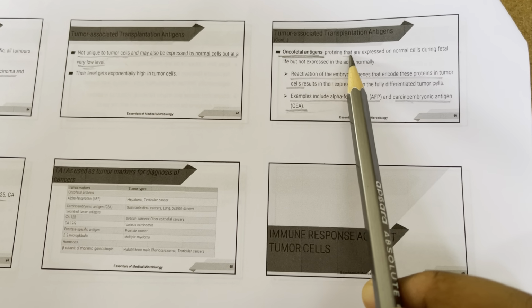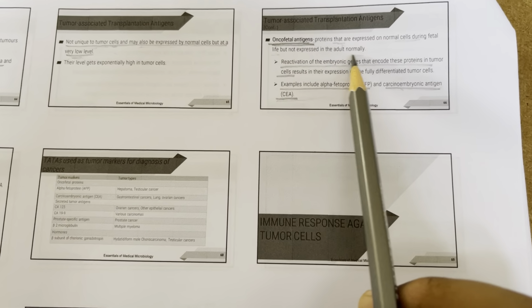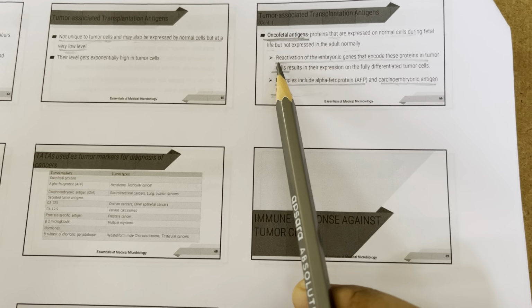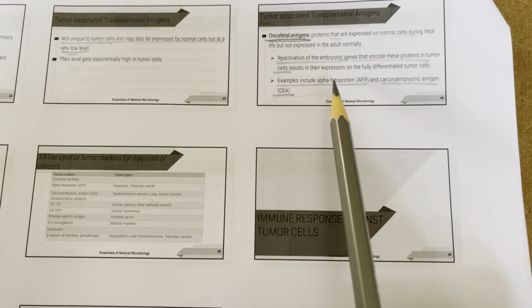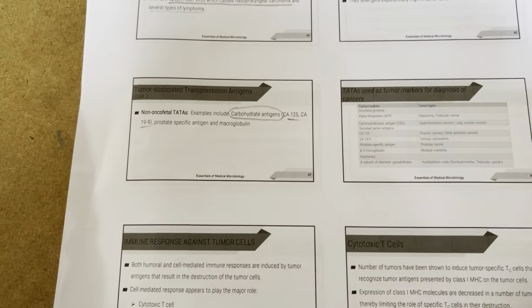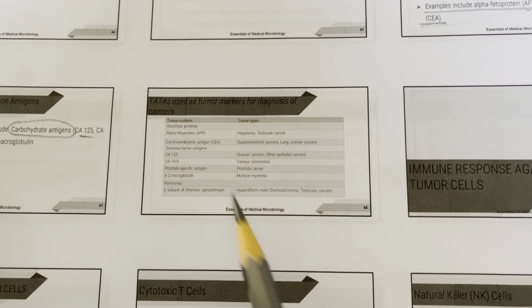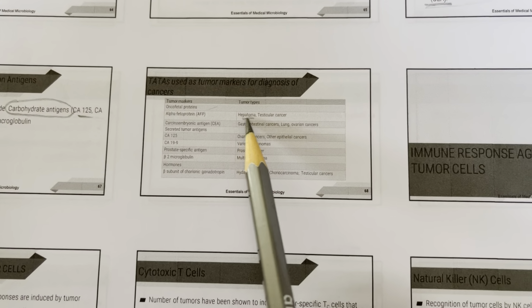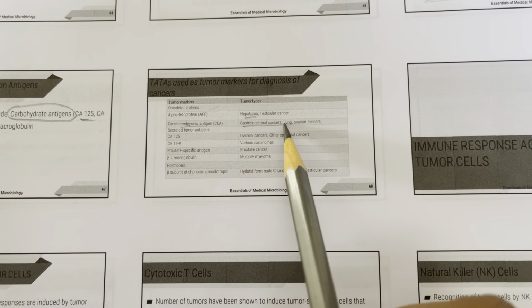Oncofetal antigens are proteins, they are TATAs, that are expressed on normal cells during fetal life but not normally in the adult. Because of tumor cell mutations, there is reactivation of the embryonic genes, and examples include alpha fetoprotein and CEA. Next, non-oncofetal TATAs are also there. You use them as tumor markers. For example, alpha fetoprotein in hepatocellular cancer. And next, carcinoembryonic antigen, in GIT cancers.